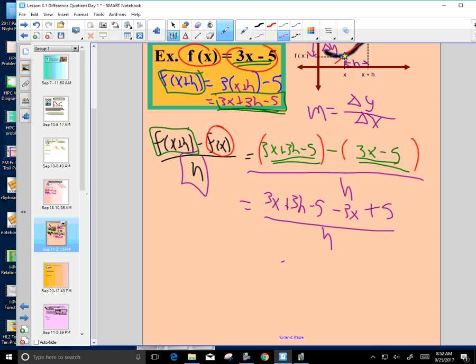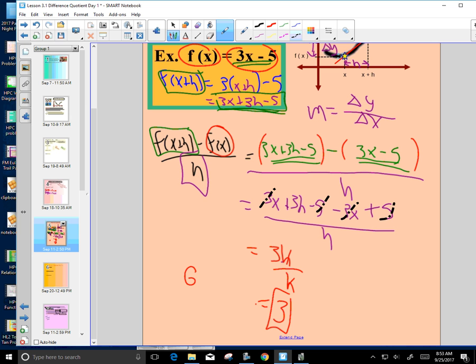Anything cancel? Some cool canceling going on here in the numerator. Anything cancel? 3x's. Anything else? 5's. So in this case, you're going to have 3h over h, which is just what? 3. Are you stunned by that answer? What's the slope of 3x minus 5? What's the slope? 3. Is it always 3 on that line? Yep, that's what this is telling you.